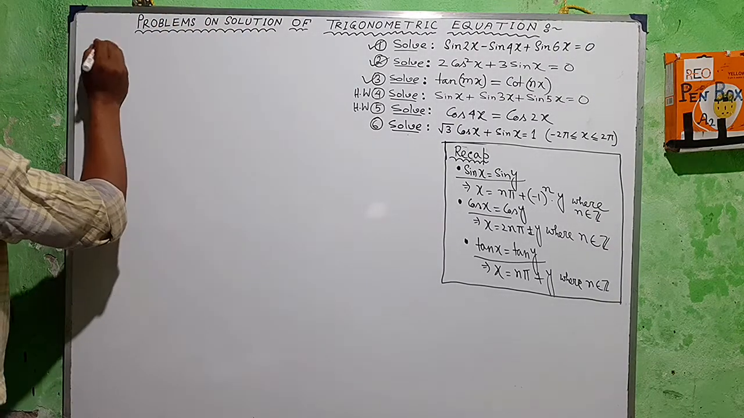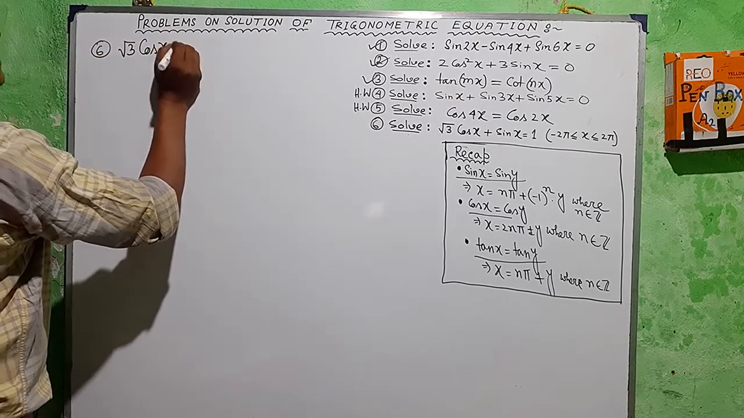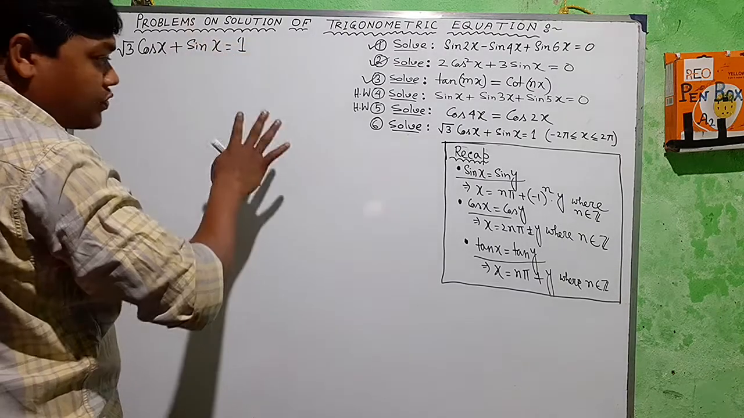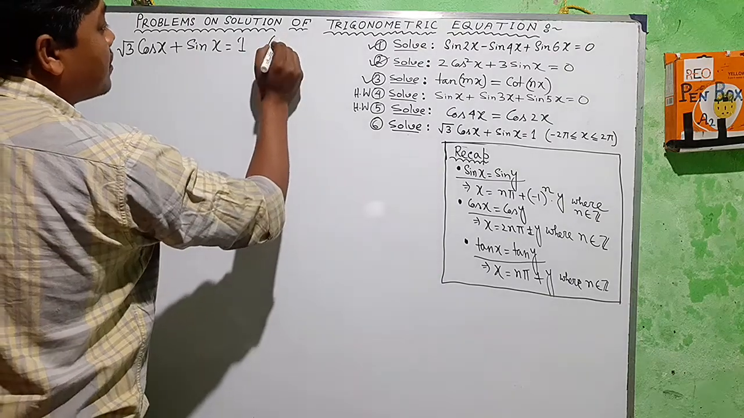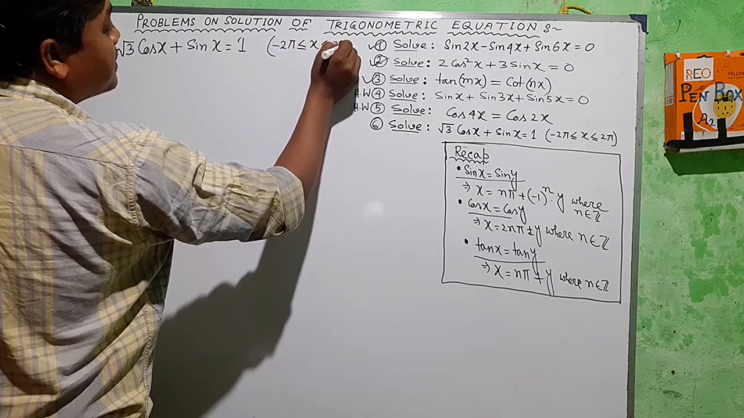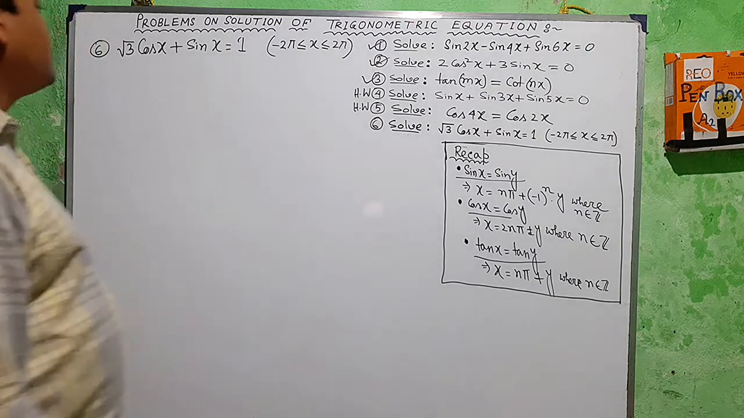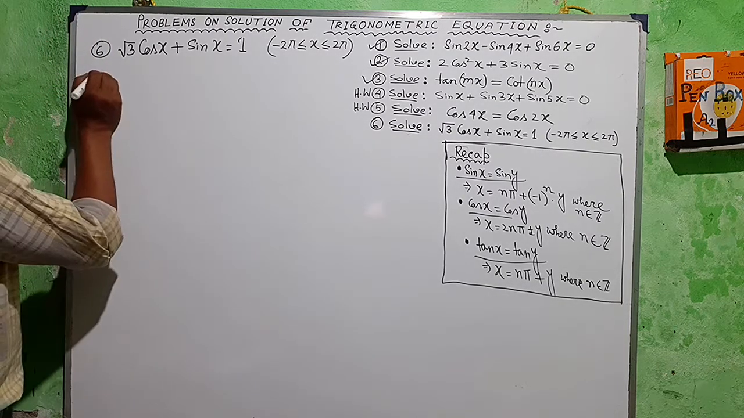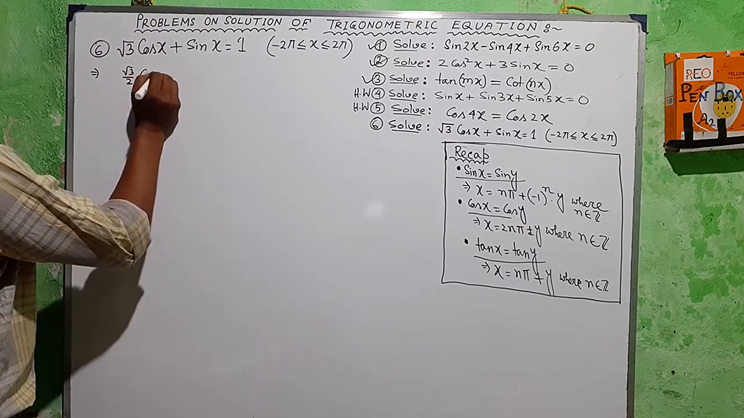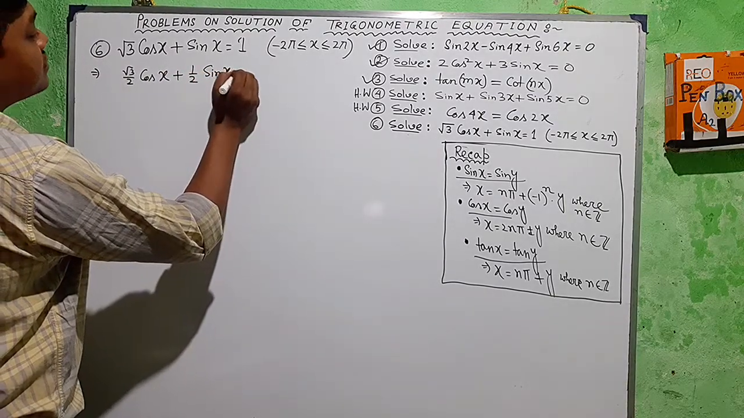Problem number 6: given that root 3 cos x plus sin x equals 1, and x always lies between greater than or equal to minus 2 pi and less than or equal to plus 2 pi, that means x in minus 2 pi to 2 pi. Find the solution of this equation. So now we can say, if I divide throughout the equation by 2, root 3 by 2 into cosine x plus half into sine x equals to half.